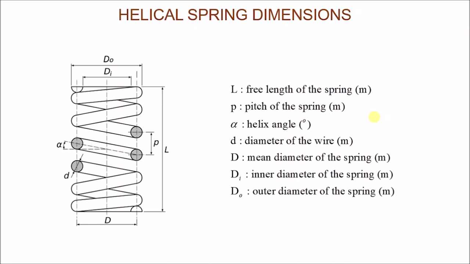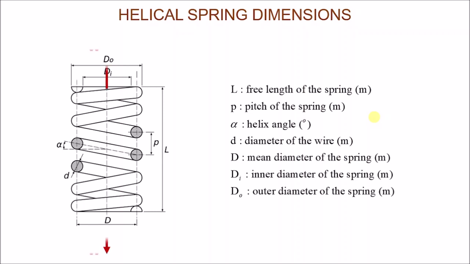And then you have the inner diameter of the spring in meters and the outer diameter of the spring in meters. Now, the inner diameter and the outer diameter are not really used in the equations. However, you could find a question where instead of giving you the mean diameter of the spring, they give you the inner diameter and the outer diameter. Then, of course, you know what to do to get the mean diameter. It's just the average of the two. But what you will find in our equations in this module is that we will be using the mean diameter of the spring, D, capital D.